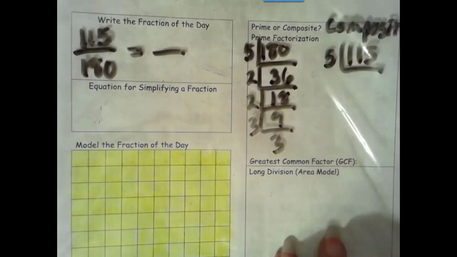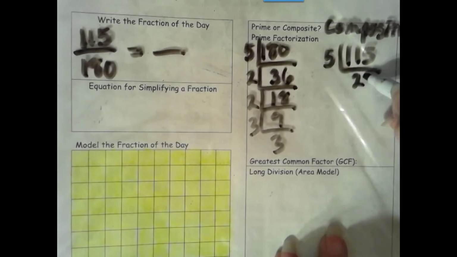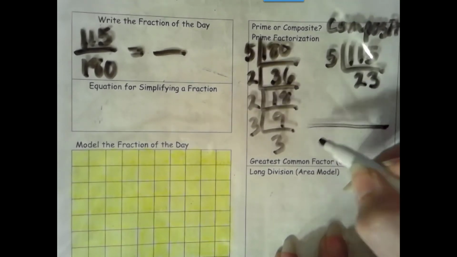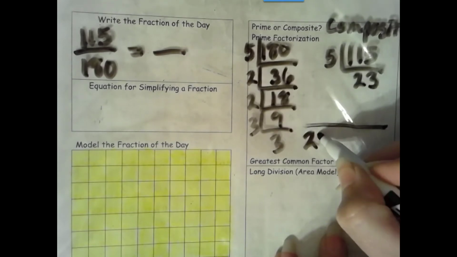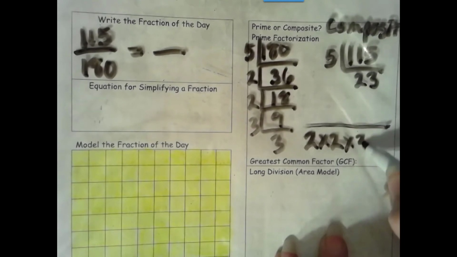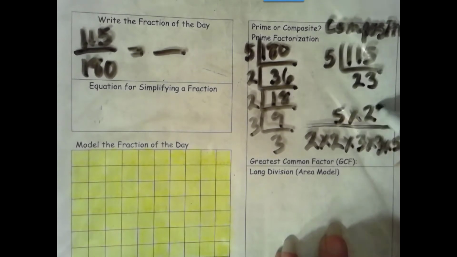Here ends in a 5, so 5 is a factor. Okay, 20 groups of 5 takes care of the 100. Then I have 15. 23 is prime, so we are done. Go ahead and get our prime factorization down from least to greatest. 2 times 2 times 3 times 3 times 5, and 5 times 23.